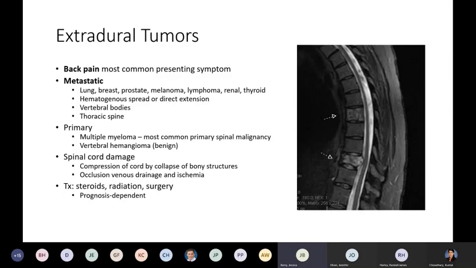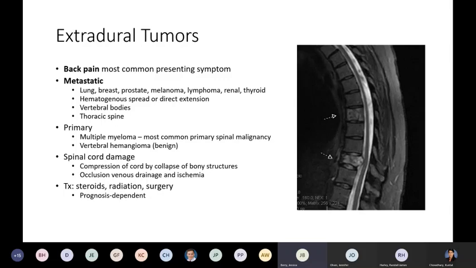This image is from one of my patients currently on the unit with metastatic renal cell carcinoma. And typically the METs will occur due to hematogenic spread or via direct extension. And the vertebral bodies are most commonly involved, then progressing into kind of tumor, then starting to encroach on the cord. And this type of metastatic disease most commonly occurs in the thoracic spine.